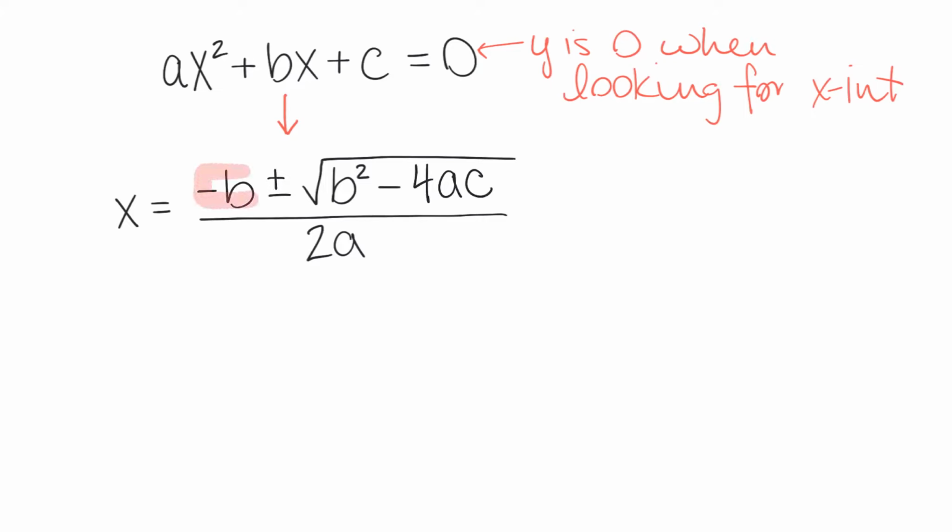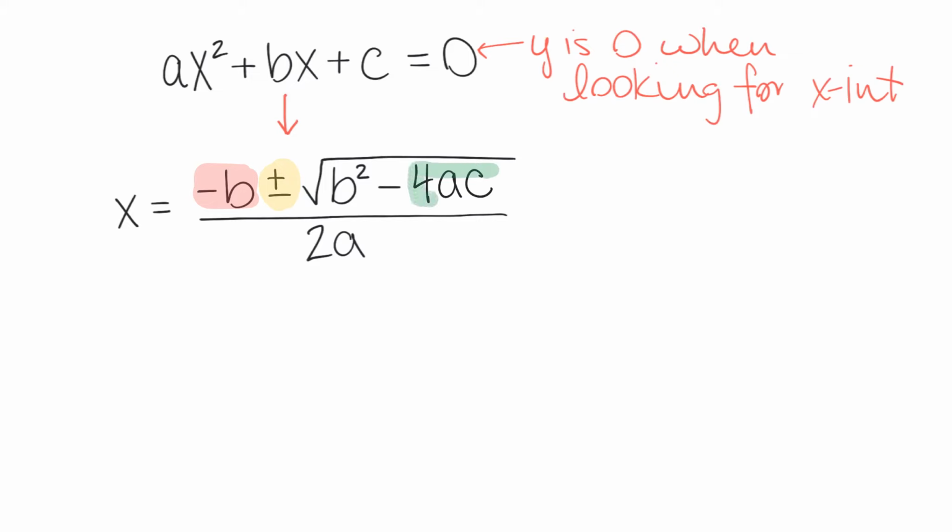Now let's discuss. This negative b means negative b. So whatever the b value is, you're going to take the negative. So if b is negative 2, it becomes positive 2. This plus or minus is going to do something crazy. At the very end of solving this, we're going to split it in half, and we're going to add part of it, and then we're going to subtract. It's going to be wild.